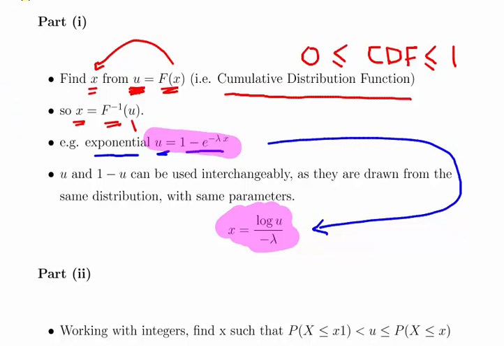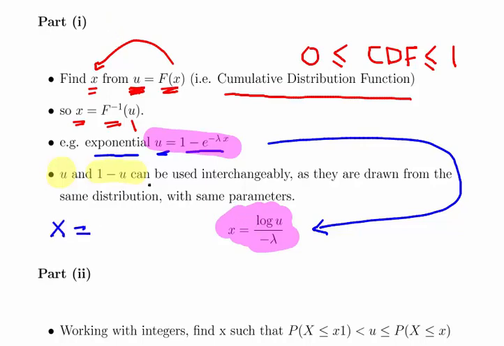The thing is, though, just a quick remark, and you're going to spot this every so often in these types of questions. u and 1 minus u can be used interchangeably. So, for example, in an equation, you can substitute out u and put in 1 minus u and vice versa, because they are drawn from the same distribution with the same parameters and they will have the same characteristics. So when you're deriving one of these expressions, it is perfectly conceivable that you may replace u with 1 minus u or vice versa to simplify the expression. So this is just a quick remark.